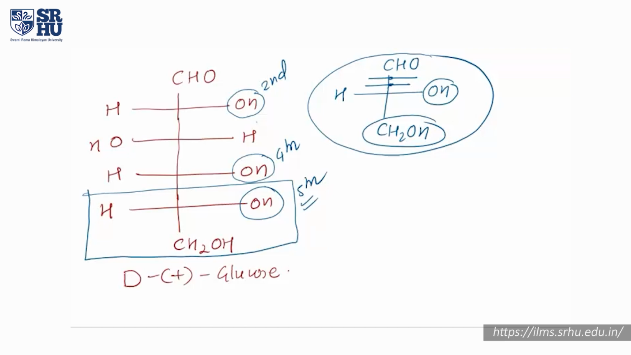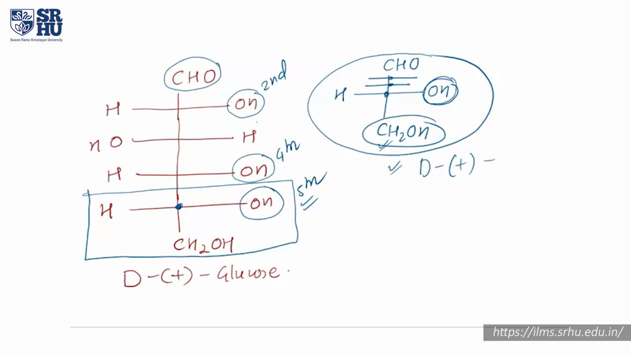Why? Because the real glyceraldehyde is this one, the D-glyceraldehyde, dextro plus glyceraldehyde. Now, the OH that we take in glyceraldehyde is on the penultimate carbon. That means the carbon just before the last carbon. And always remember that the highest oxidized carbon should be on the top. So the penultimate carbon you have to check, and obviously its OH is on the right hand side. That is why it is D-glucose.